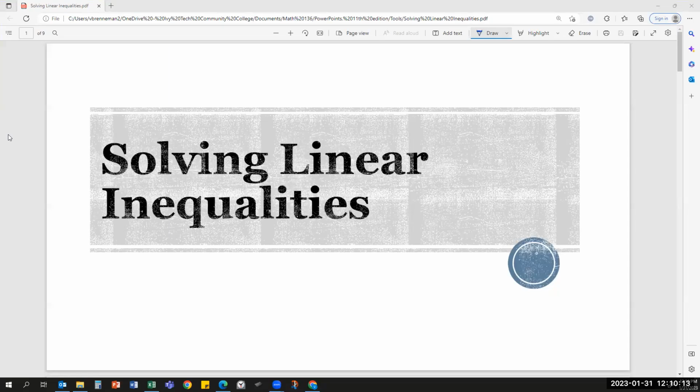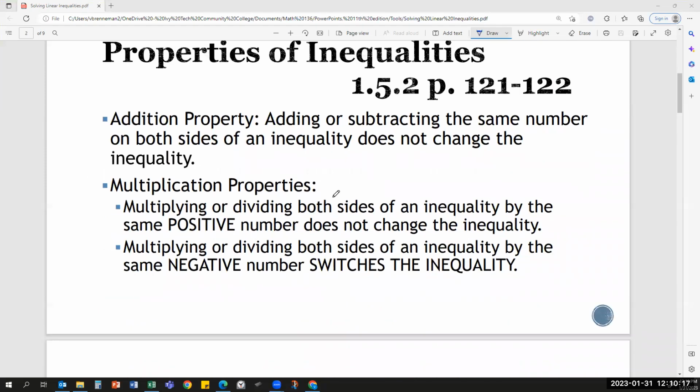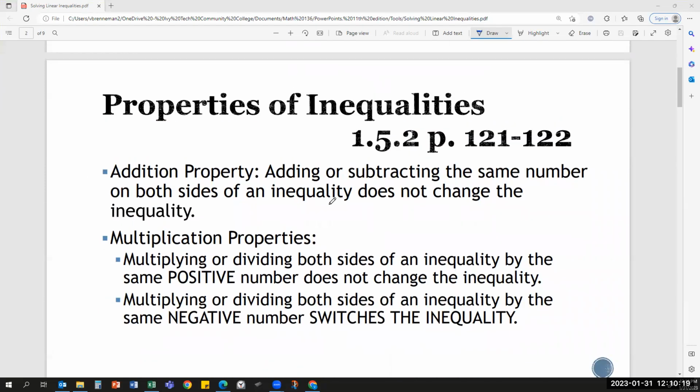Let's talk about solving linear inequalities. So, some properties of just how inequalities work. If you have an inequality, you can add or subtract the same number on both sides. It doesn't change the inequality. So you have a scale, one side is higher than the other. If you add the same amount to both sides, it doesn't change which side is higher and which side is lower.